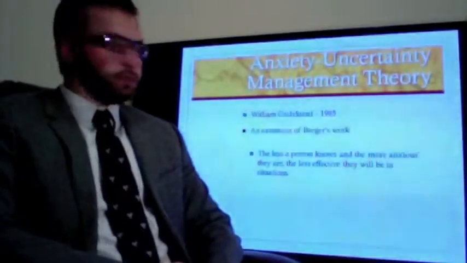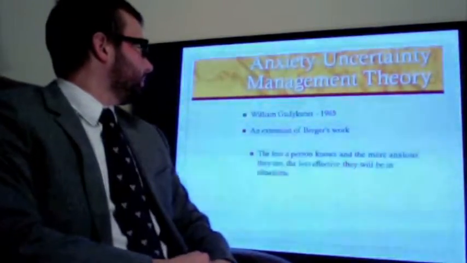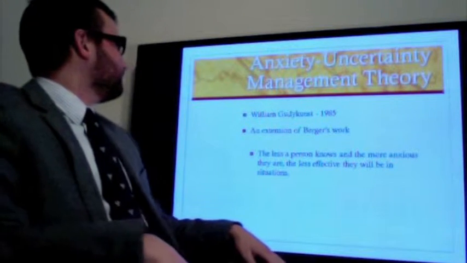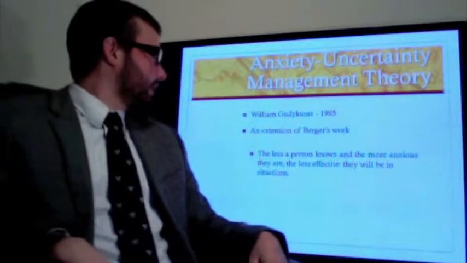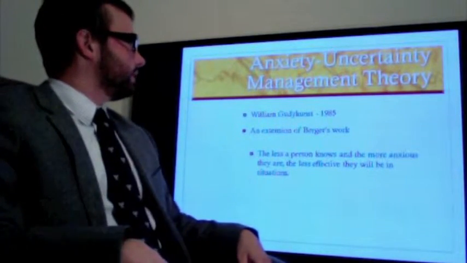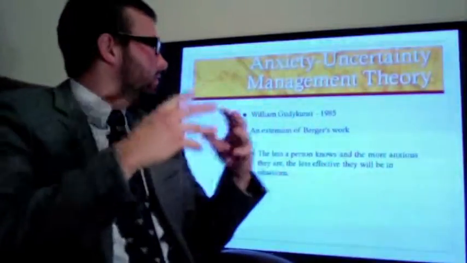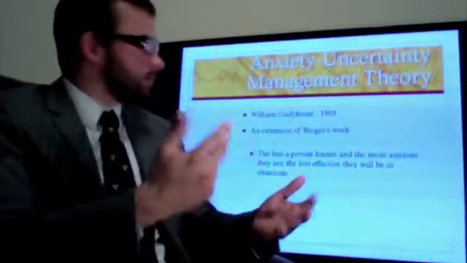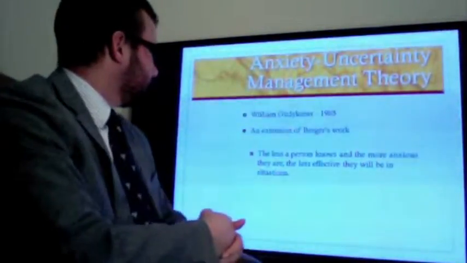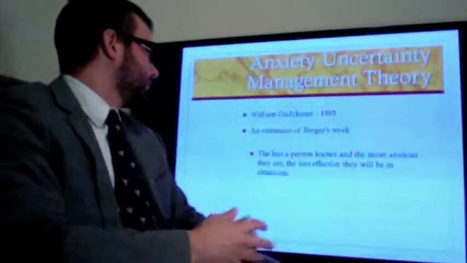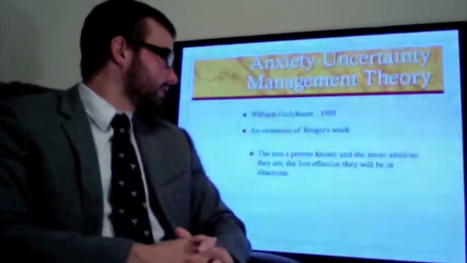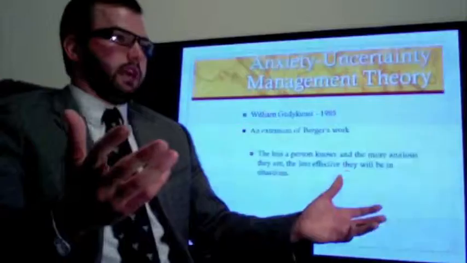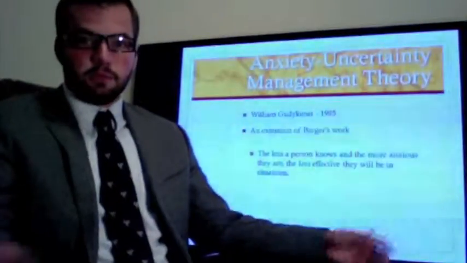Furthering Berger's research is anxiety and uncertainty management theory, brought to you by William Gudykunst in 1985. He extended Berger's work a little bit. You have all this uncertainty, but Gudykunst went in to manage it. That's what the theory explains. He says the less a person knows and the more anxious they are, the less effective they will be in situations. I think in communication theory that's a great statement, because that's what everybody really wants.